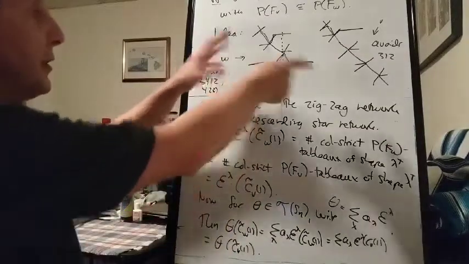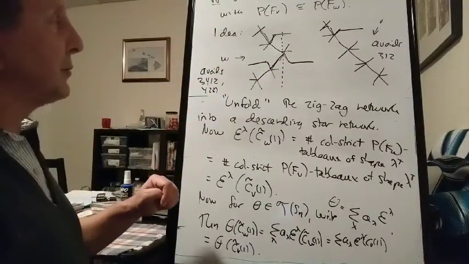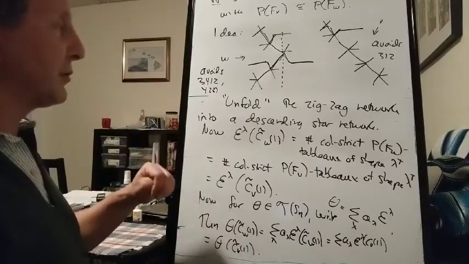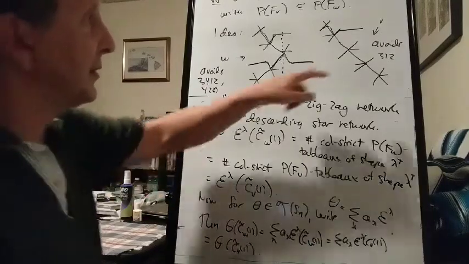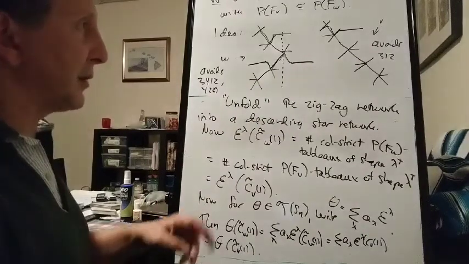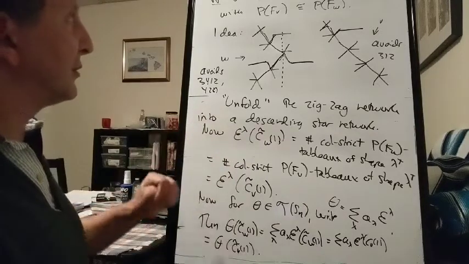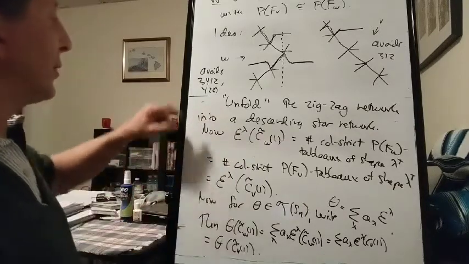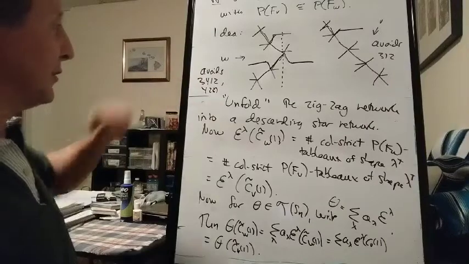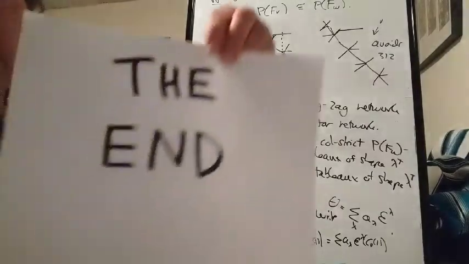So with this unfolding algorithm, we only need to be able to evaluate traces at the 312 avoiding Kazhdan-Lusztig basis elements, indexed by 312 avoiding permutations, in order to evaluate them at all Kazhdan-Lusztig basis elements for permutations avoiding 3412 and 4231. The end.